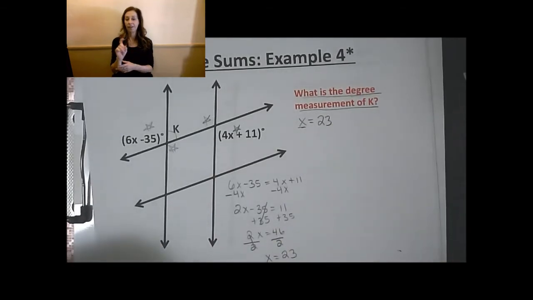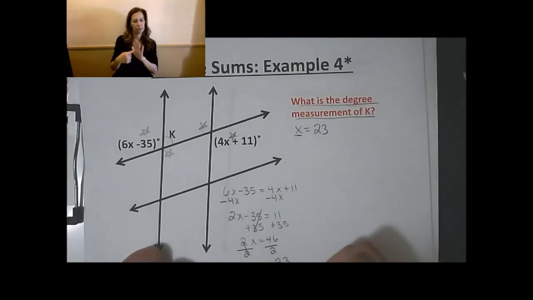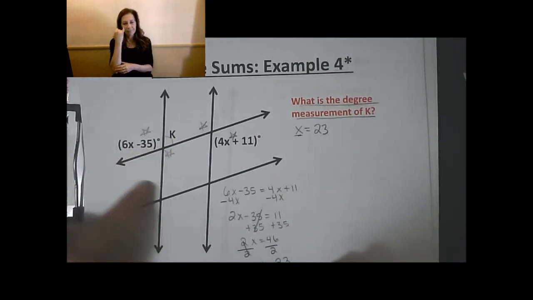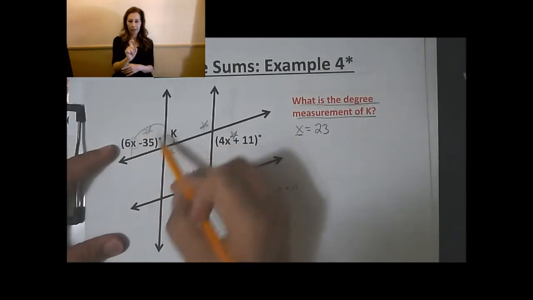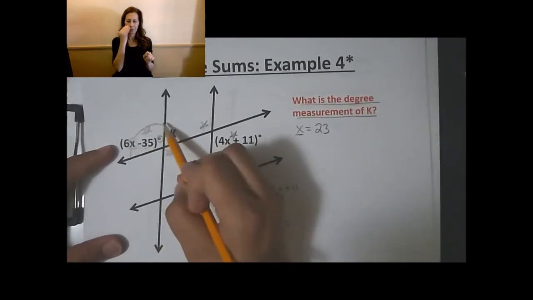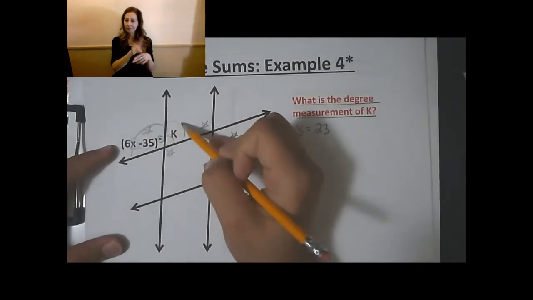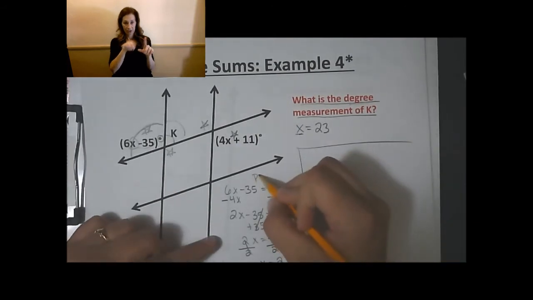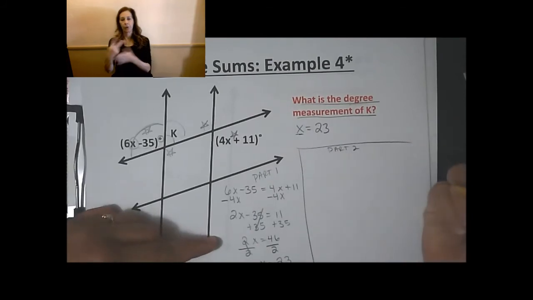I have not actually answered the question yet. We're just trying to do it step by step. Now, I need to find k. If I know that x equals 23, I can plug in 23 for x here and find this degree measurement, because once I plug it in, I'm going to have the degree measurement. Then I can find the supplement to this angle, which is k, right here. So let's go ahead and do that. So this is part 1. I can say this is part 2, just to organize my work.